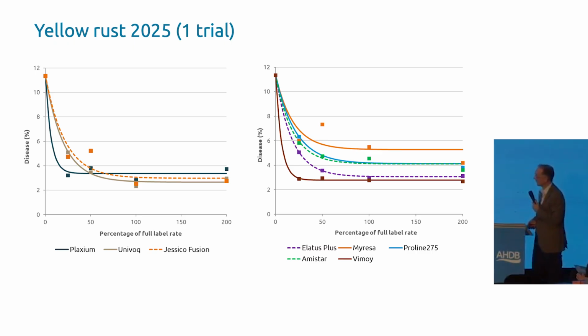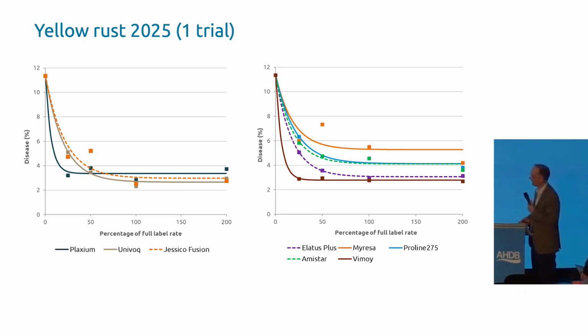Looking at the mixtures, it's perhaps no surprise to see Plaxium there. Plaxium, of course, is a three-way mix of fluxapyrrole, I gotta get this right. Nick Duncan's in the room. Yeah, it's a prothioconazole, isoflucipram, and fluoroparam. And the isoflucipram and prothioconazole both have good activity on yellow rust. So it's no surprise that we're getting good activity from there.